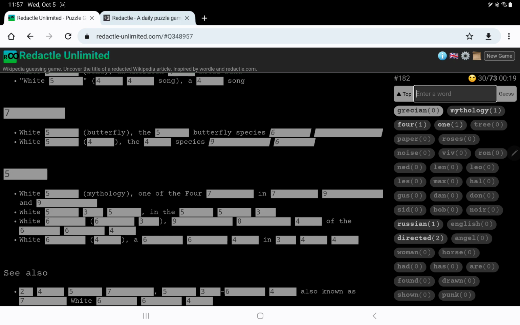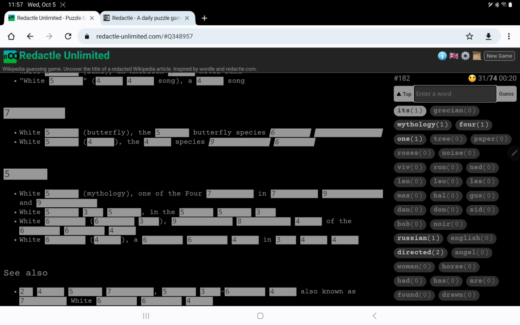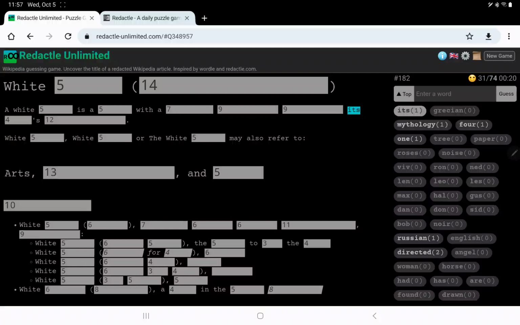White 5, 3, 5 in the 5, 5, 3. And then white 6. Well, yeah, that maybe contradicts my theory that the plural is 5 letters as well. 6, 3. 9, 8, 4 of the 6, 6, 4. What's the 4-letter word? Oh, don't know. We have one it's. With a 7, 9, 9, it's 4's 12.